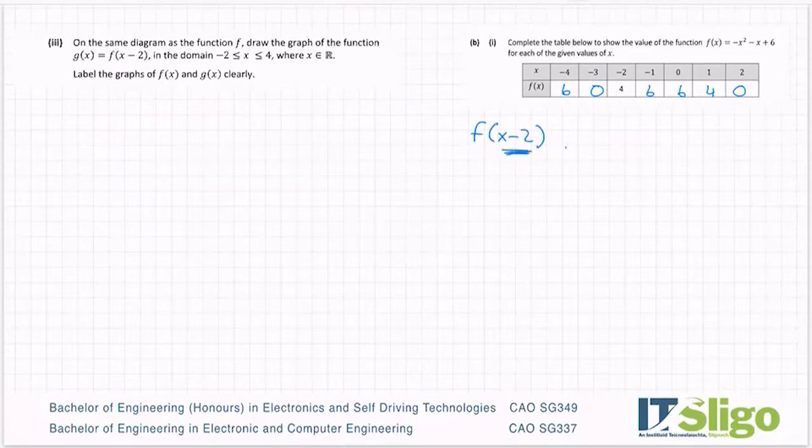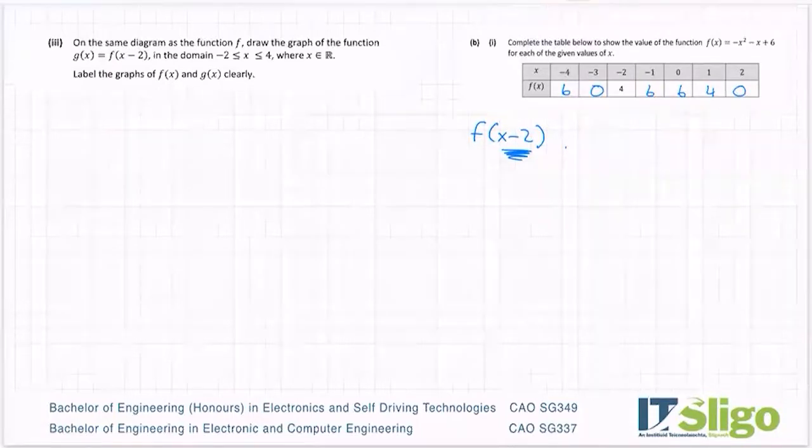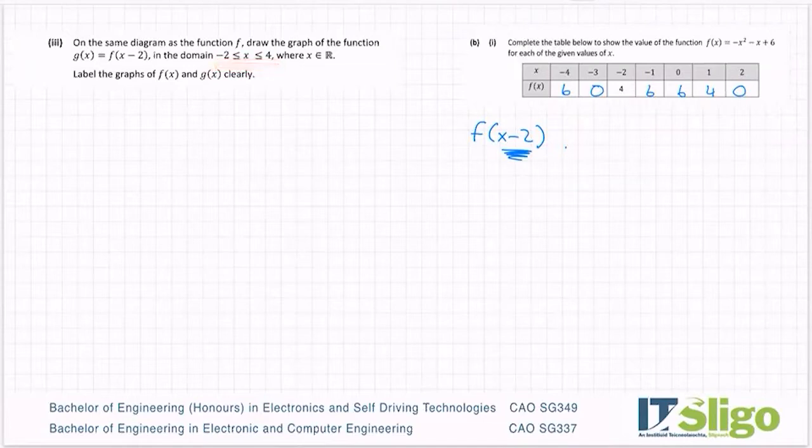Okay, so I want to develop what these x minus 2 values are. What you're doing basically is moving your graph over by 2, and that's why the domain has shifted a bit. If you see here with the x values, we are going from -4 to 2. Here we're going -2 to 4. So the whole graph has shifted to the right by 2.